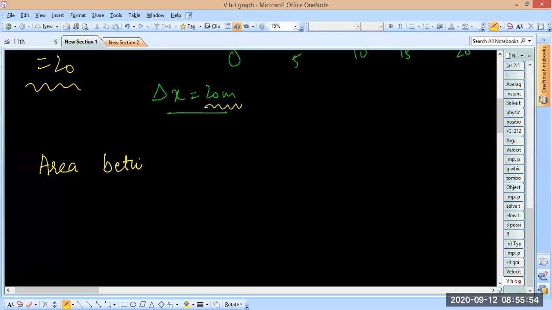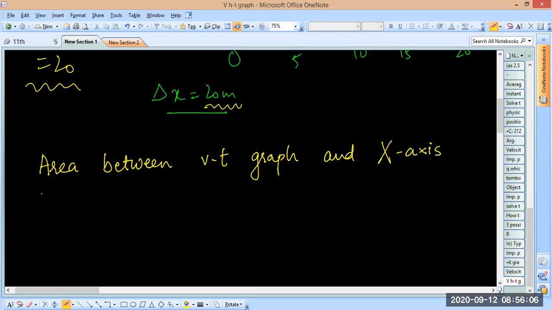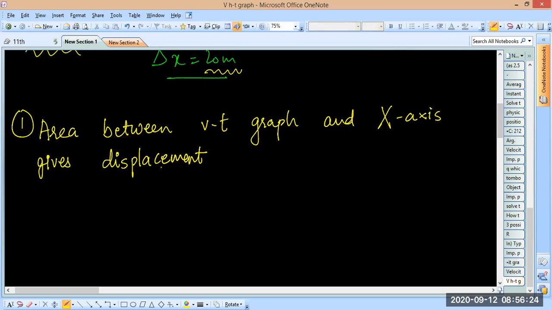Area between VT graph and x-axis gives displacement. Okay, we are actually going to write two sentences here. This is first. Area between VT graph and x-axis gives displacement.